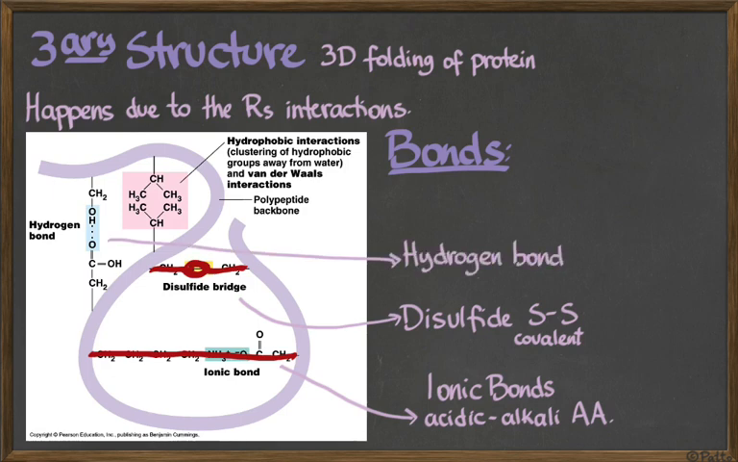Another possibility is to have hydrogen bonds. So if you have here an amino acid with a hydrogen and an oxygen, and here a double-bonded oxygen, you may have a hydrogen bond here, and they might get close together, bonded.